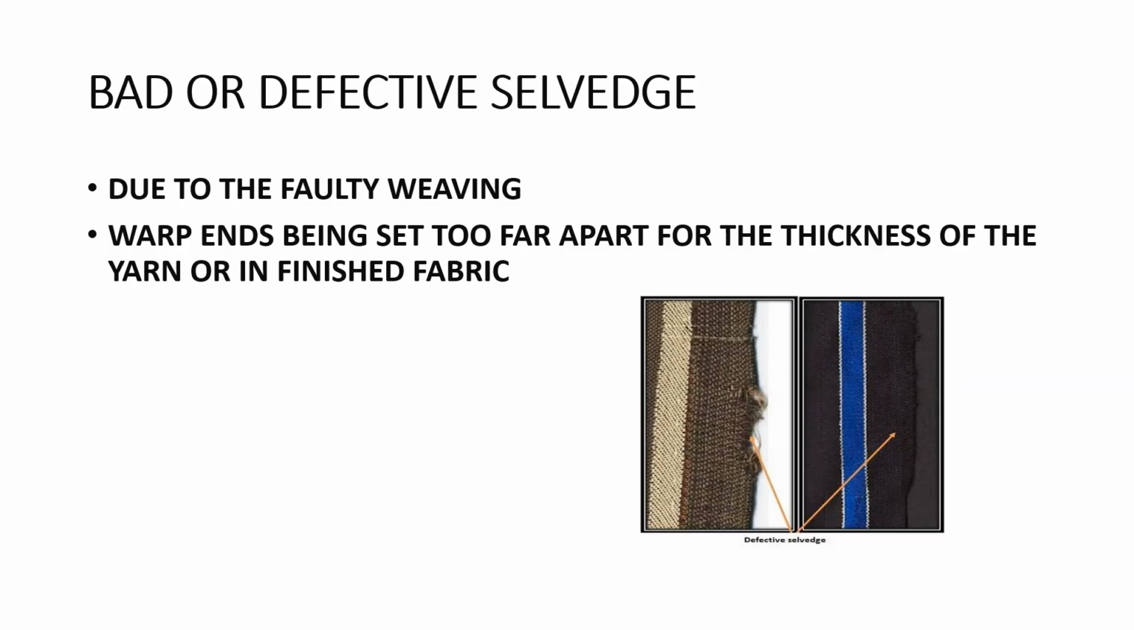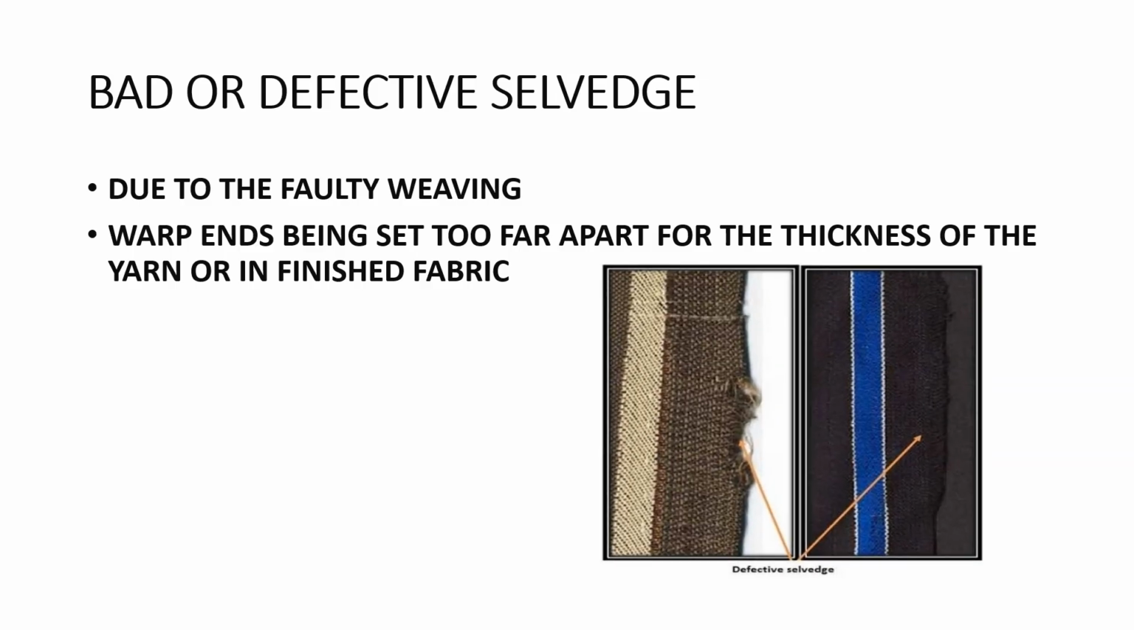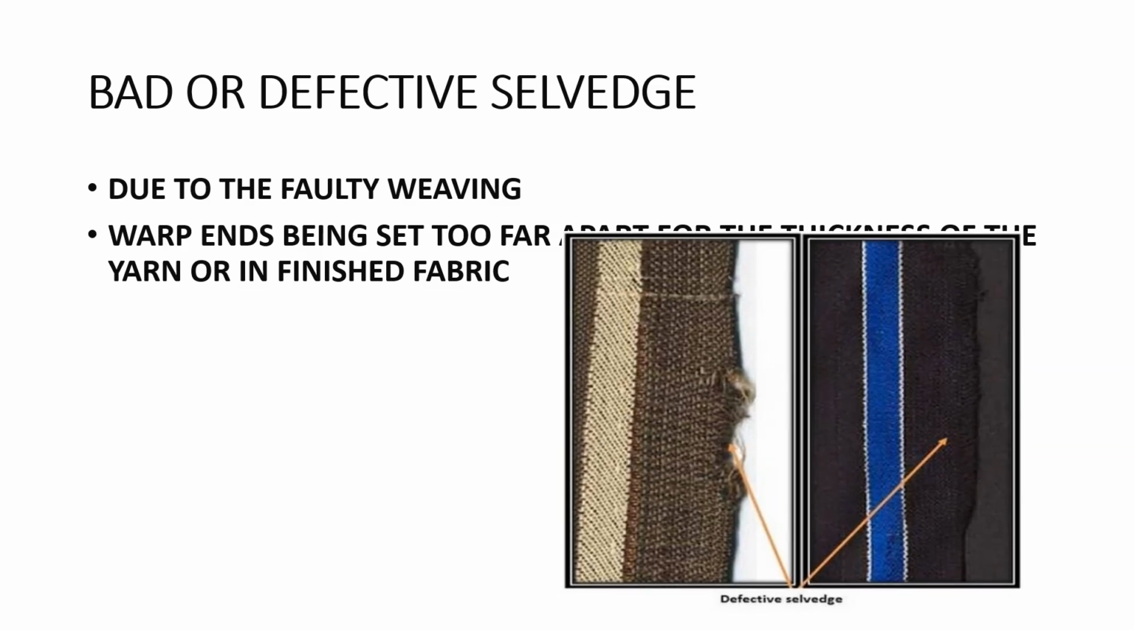Now what is the reason for such a defect, students? You may understand now. The warp ends are set too far apart for the thickness of the yarn in the finished fabric. Because of that, the bad or defective selvage has occurred due to warp ends. So you can see how this defective selvage looks. Next time you can identify in the fabric itself what is a good selvage and what is a bad or defective selvage.